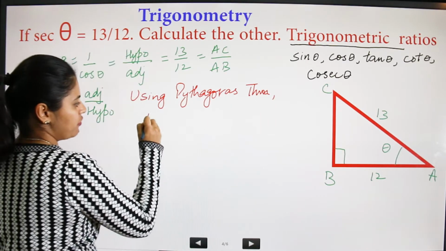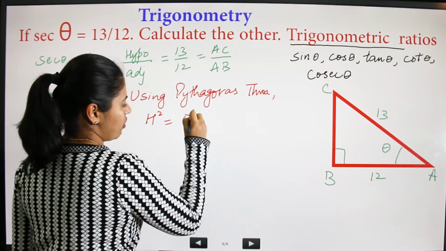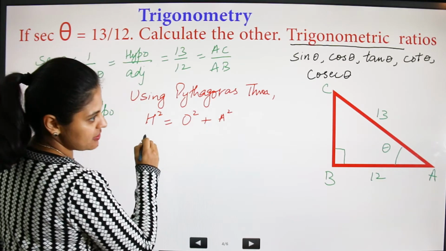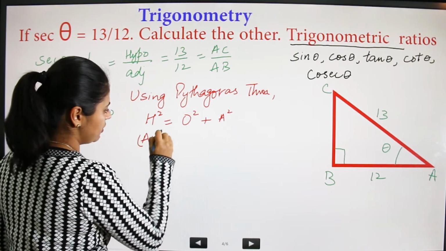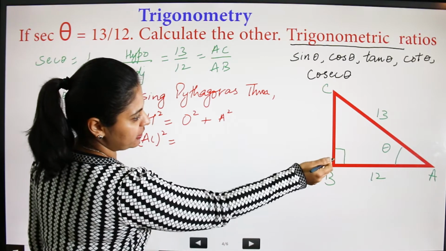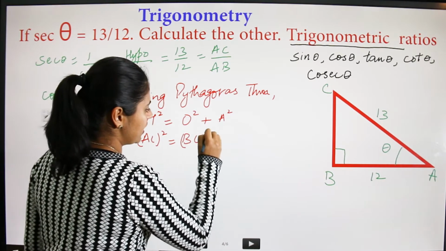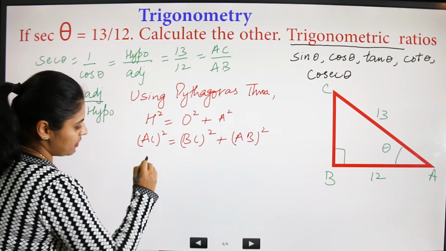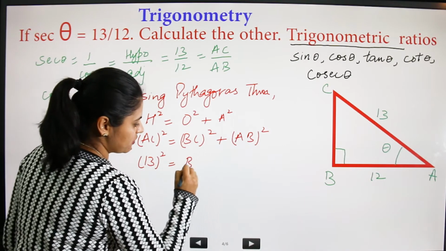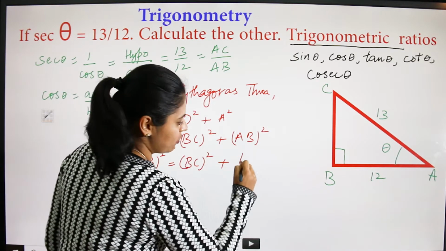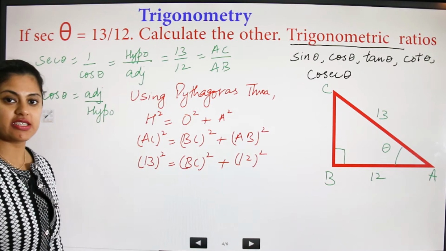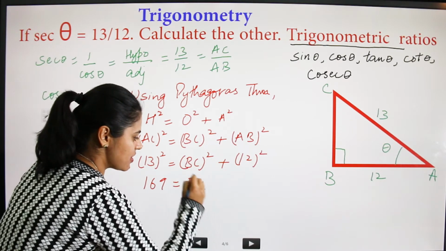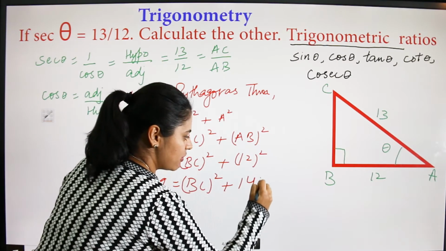We have the formula: hypotenuse square is equal to opposite side square plus the base square, or the adjacent square. Hypotenuse is AC, so AC whole square is equal to opposite side to the theta, which is BC, which we are going to find, plus AB, which is the adjacent side, whole square. AC is given as 13, so you're going to write 13 square, and BC you are supposed to find, so you write BC square, and AB is 12, so you write 12 square. 13 times 13, learn the squares, is 169, which is equal to BC whole square plus 12 times 12, which is 144.